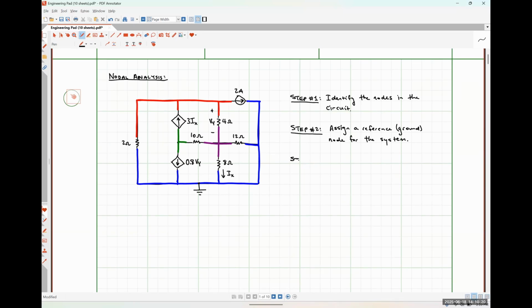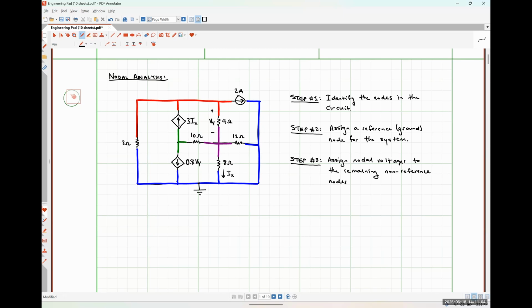Step number 3 is to assign nodal voltages to the remaining non-reference nodes. Okay. So I'm going to go ahead and assign these nodal voltages, and then I'm going to talk with you guys a little bit about what a nodal voltage actually means.